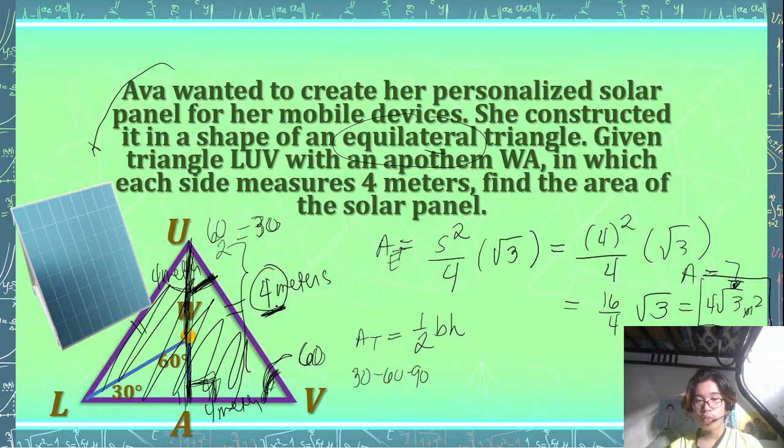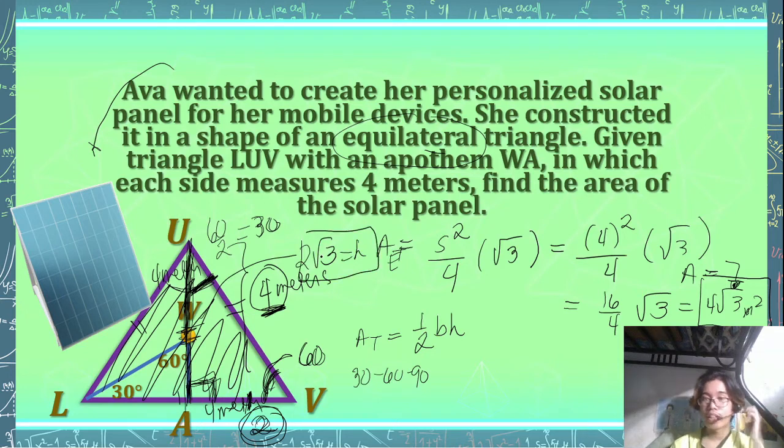According to this theorem, if this is 4, then the side measurement of this side is going to be 2, and the side measurement of this side is going to be 2 square root of 3. So how did we get that the height is equal to 2 square root of 3? Where did that come from?